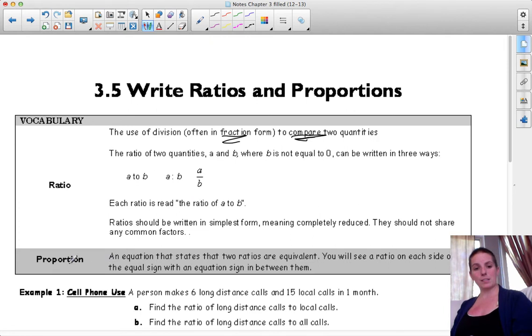Now, the second piece is what happens when you take two fractions and set them equal to one another, or say that two ratios are equivalent. We call that a proportion. The key part to a proportion is that equal sign in between two ratios.